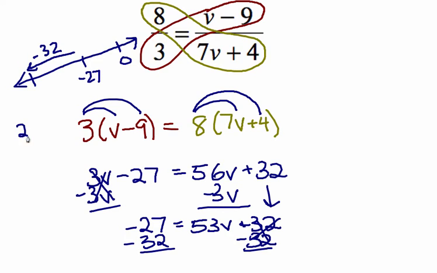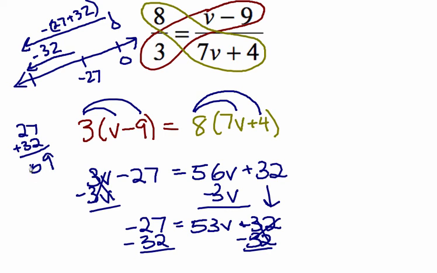So in a sense, we're doing 27 plus 32, and we're going to be that much away from 0 to the left. Okay, so this whole distance from 0 is going to be 27 plus 32, and it's going to be the opposite of all that, the negative of all that. So we can think about this as an addition problem, but then tack a negative on it. So 7 plus 2 is 9, 2 plus 3 is 5, so this is negative 59 equals 53v.